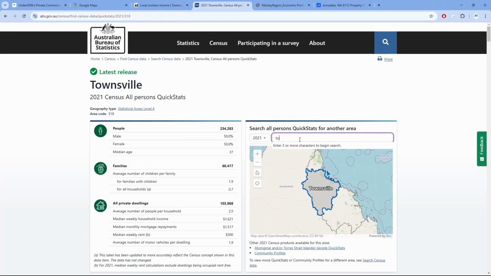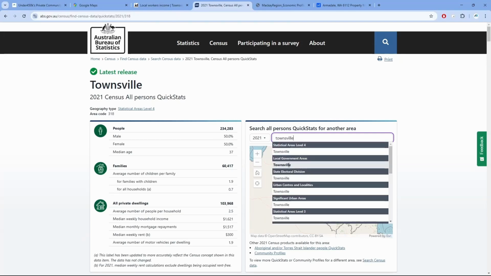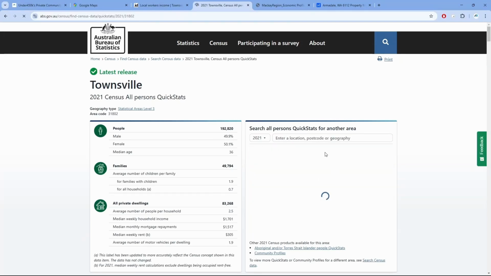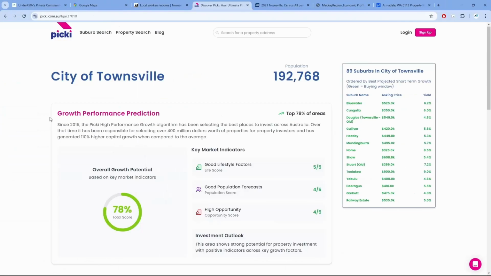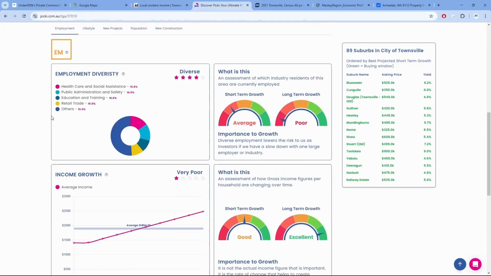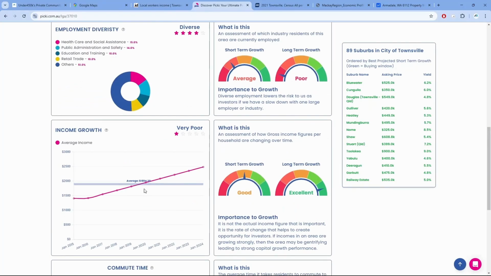And you can even break it down further by looking at different areas and segments of it as well, like SA3 regions, which is a bit more niche down. And you can see that even further. What's another way we can look at it? You can use Picky.com, which is another very useful resource, which shows the average income growth over the past couple of years. And this is another resource that you can use to identify, is the income growing within that area?